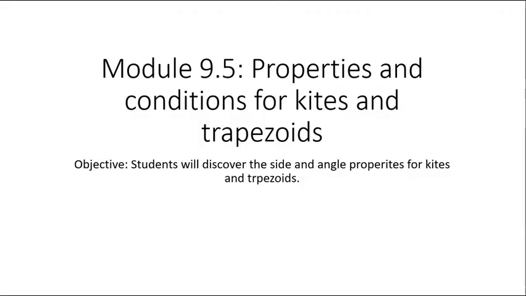Okay, class. So today we're going over Module 9.5. It's called Properties and Conditions for Kites and Trapezoids. So the objective is students will discover the side and angle properties for kites and trapezoids.